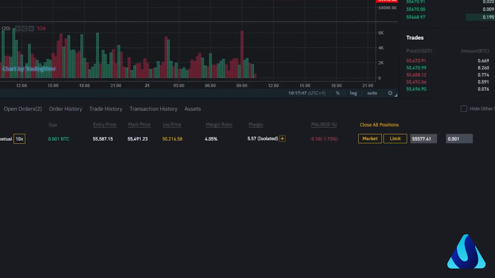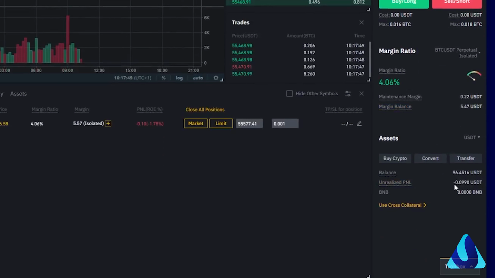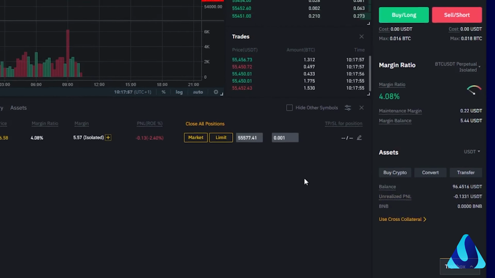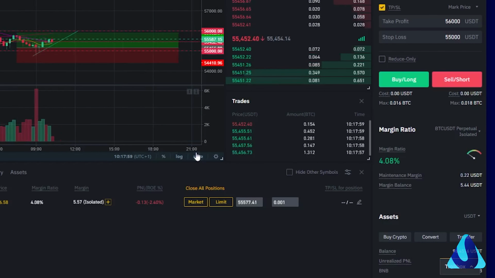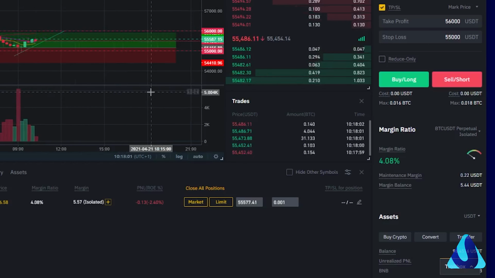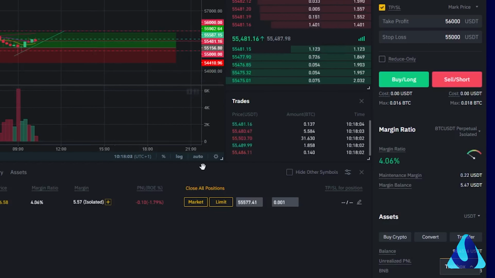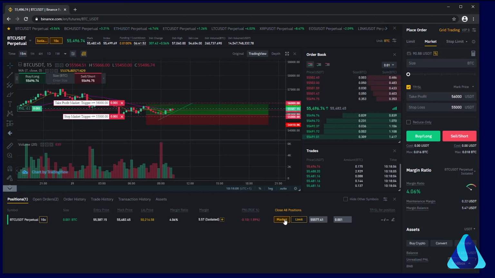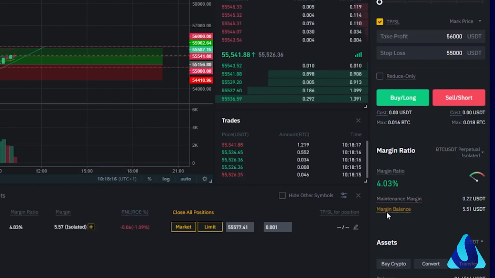So if we scroll down here now, the unrealized P&L is minus 0.11. So that's currently what's lost at the moment. So let's say I'm not happy with this trade, I want to get out, I'm losing money. I could just click close all positions or click market, and it'll close that with fees on top. And obviously now you can see the margin balance along with the maintenance margin as well.